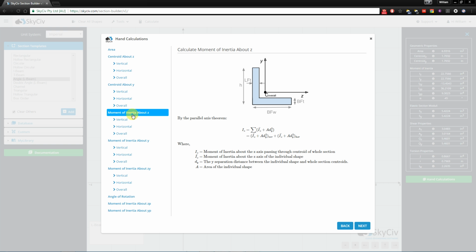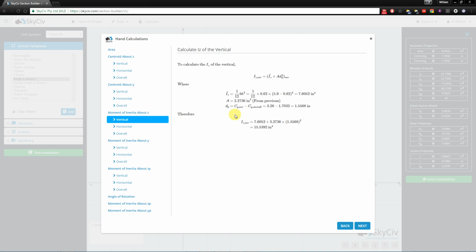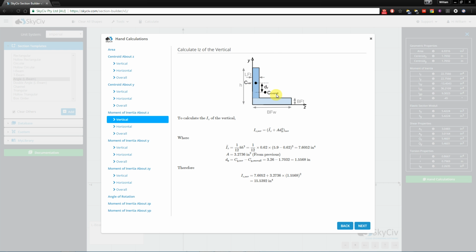Moment of inertia is similar. The nice feature for this, however, is that one of the more difficult things to visualize is the D dimension when you're applying the parallel axis theorem. But we've laid that out for you. And all of these equations are adaptive to the section that you're trying to solve. So for example, if you're looking at this L-beam and you're taking the vertical component, the dimensions will match the section that you've inputted for the solve.